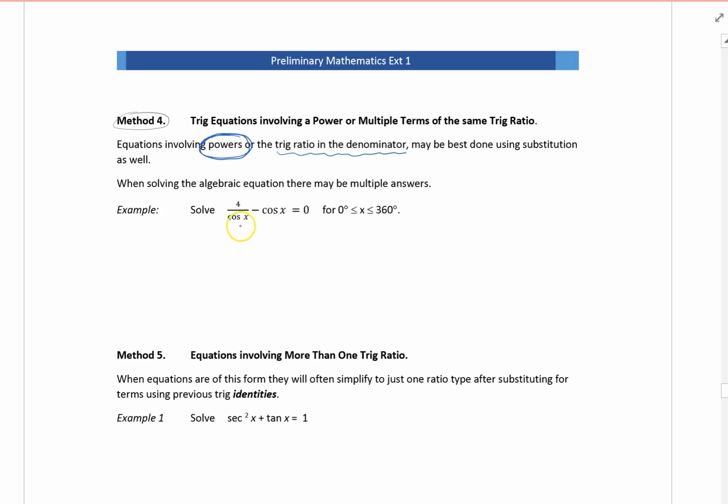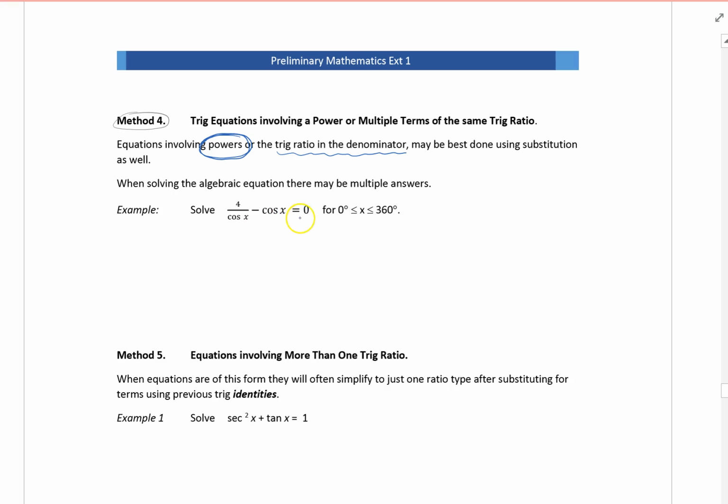So clearly there's a trig ratio in the denominator. It's quite a complicated expression making up part of the equation, in that there are actually two terms involving trig ratios. The nice thing about it is that these are both the same trig ratio, and that is also a feature to recognise, so that you identify that you need to use method 4. So same trig ratios, trig ratio appearing in the denominator, all looking a little bit complicated.